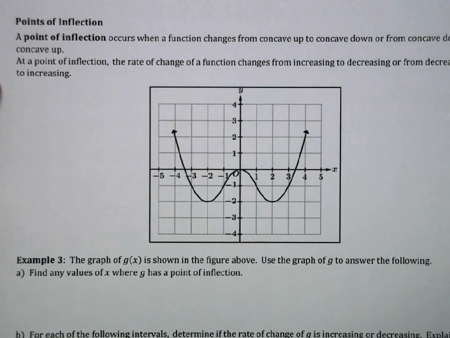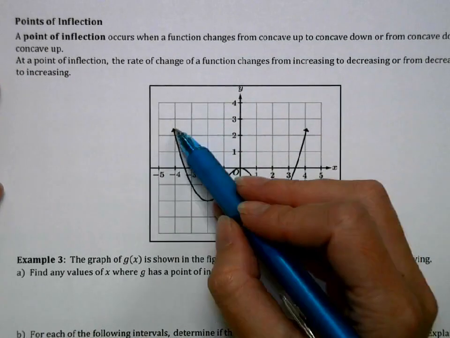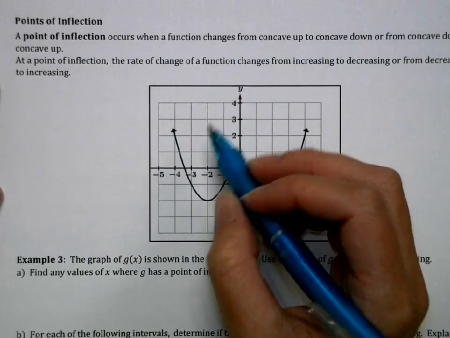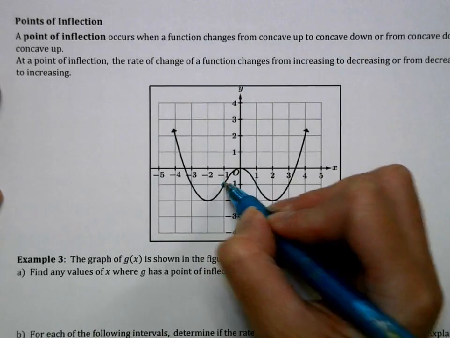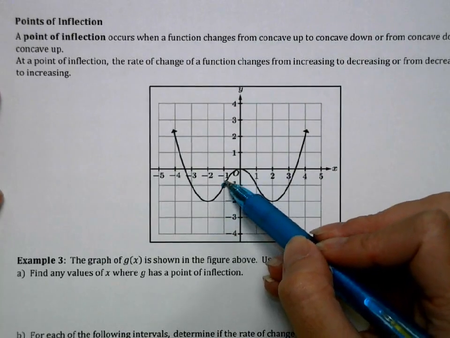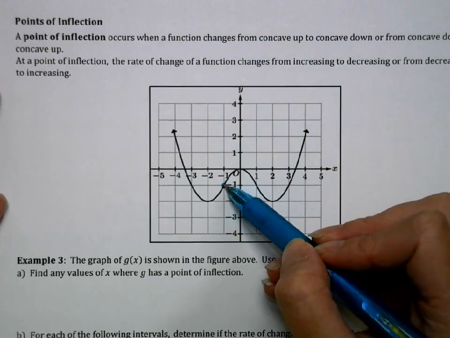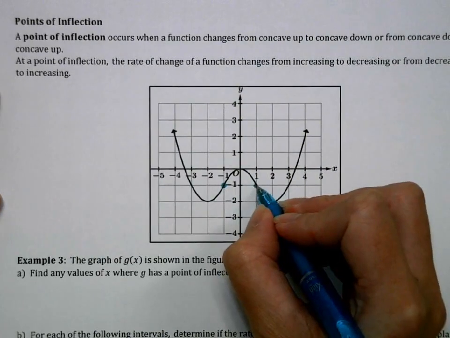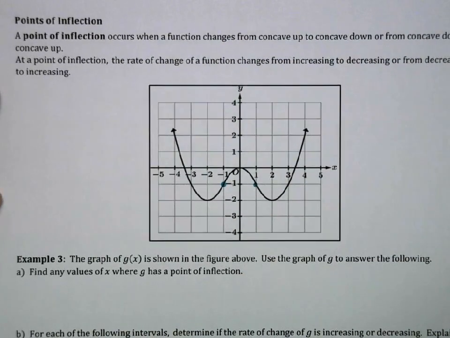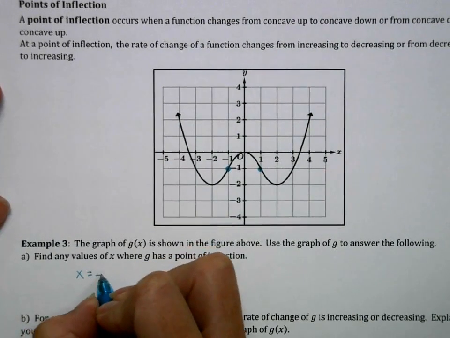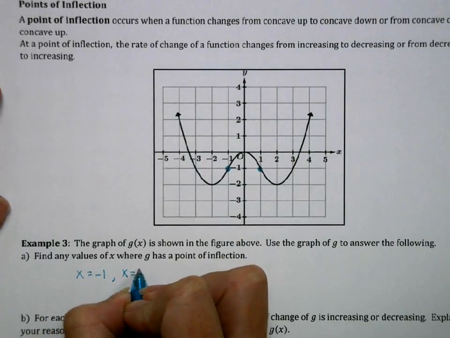Okay, so on this graph, like I said, we're going concave up, and then there's a point right here at -1 where the rates of change go from increasing to decreasing. Our slopes are going up, and then they start going back down. So it's concave down, and then it starts being concave up right here. Okay, so the graph has 2 points of inflection for this one, at x equals -1 and at x equals 1. We're looking for that change in concavity.